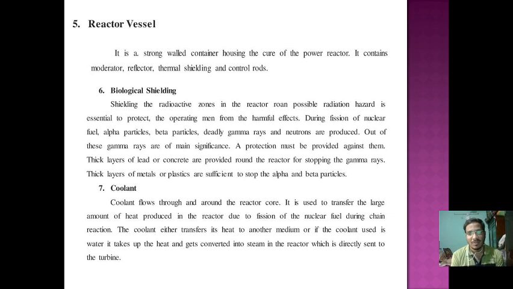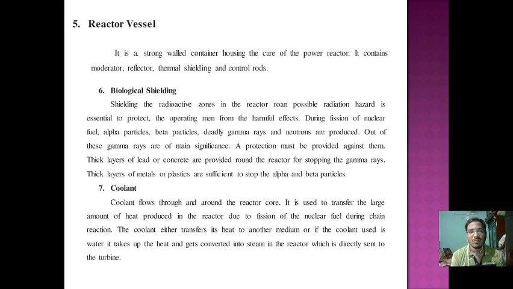For stopping the gamma rays, that's why we are providing the layers of lead concrete. Thick layers of metals or plastics are sufficient to stop the alpha and beta particles. Here we are using the metal layers or plastic layer to stop alpha and beta as per our sufficient level. We are not producing or creating more particles. We are stopping there as per the requirement of our product.